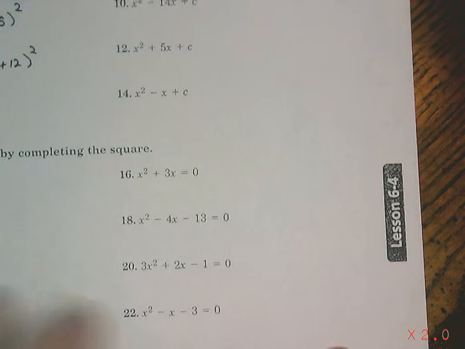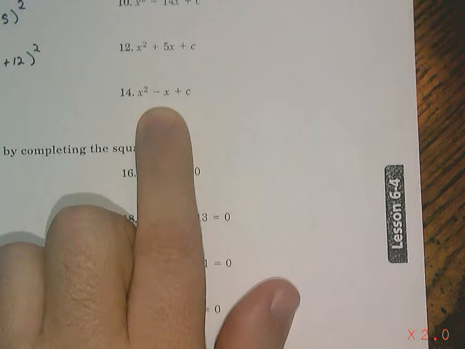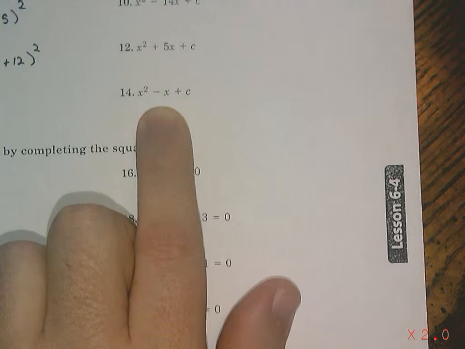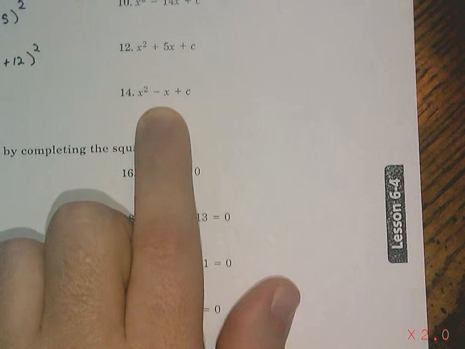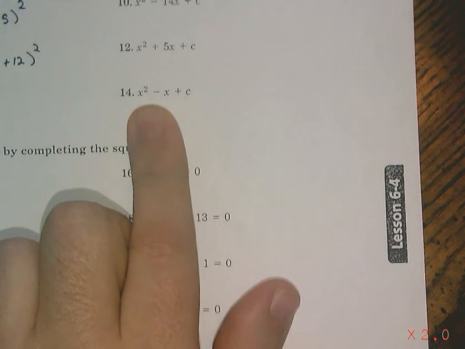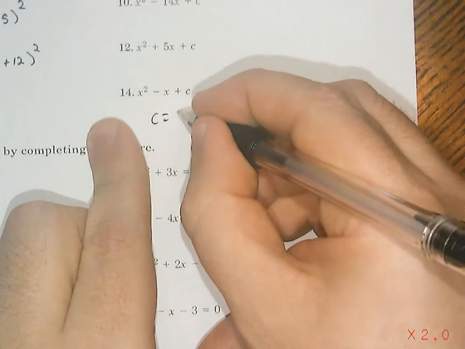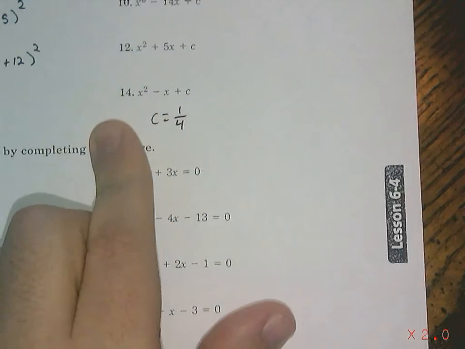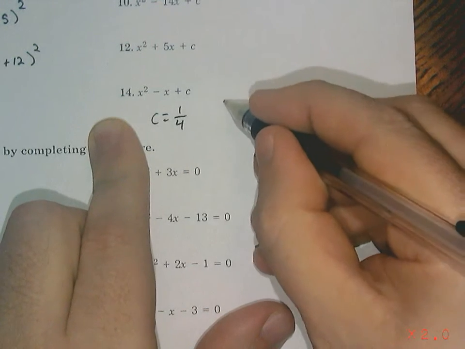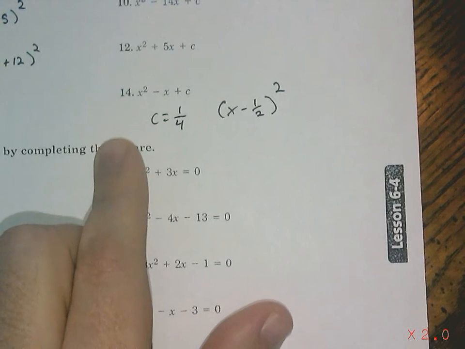Let's try this one. Number 14. Well, negative 1. If I divide that by 2, I would get negative 1/2, right? What is 1/2 squared? Well, it would actually be 1/4. So C is going to equal 1/4. Then, factored, it would be x minus 1/2 squared. Easy cheesy.